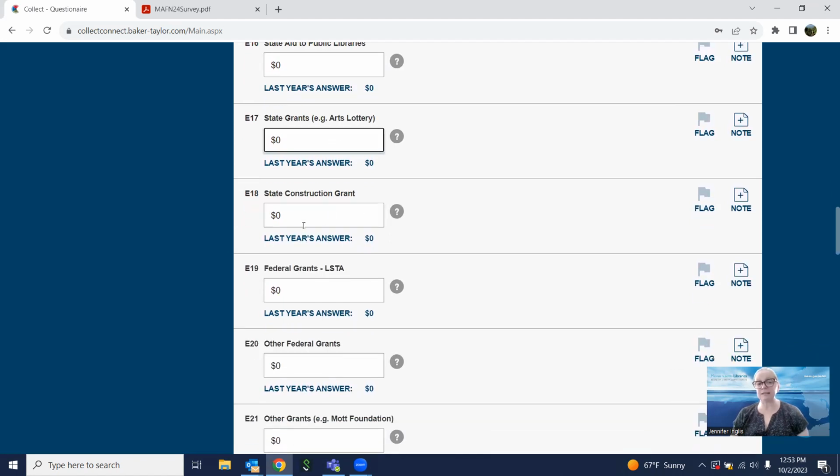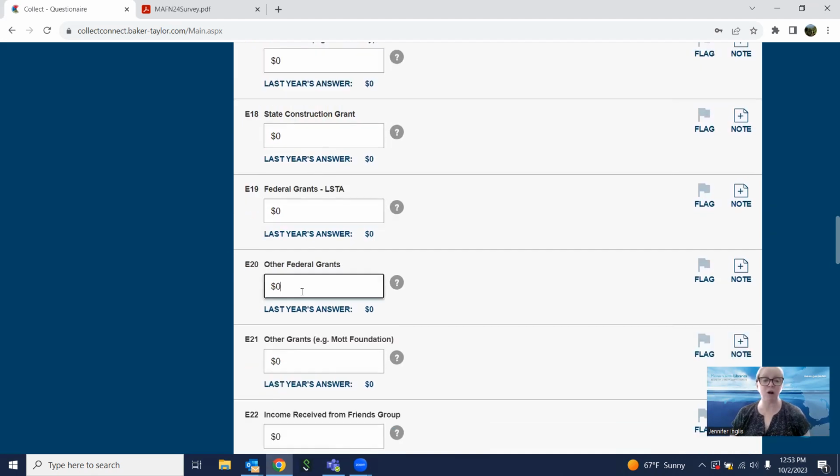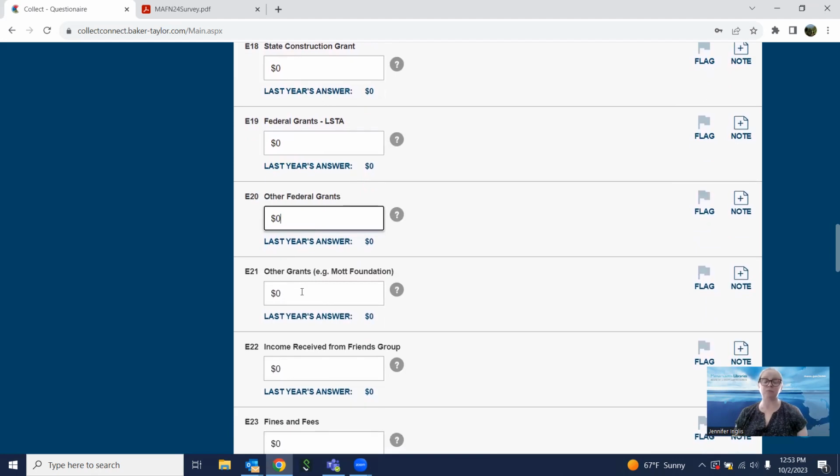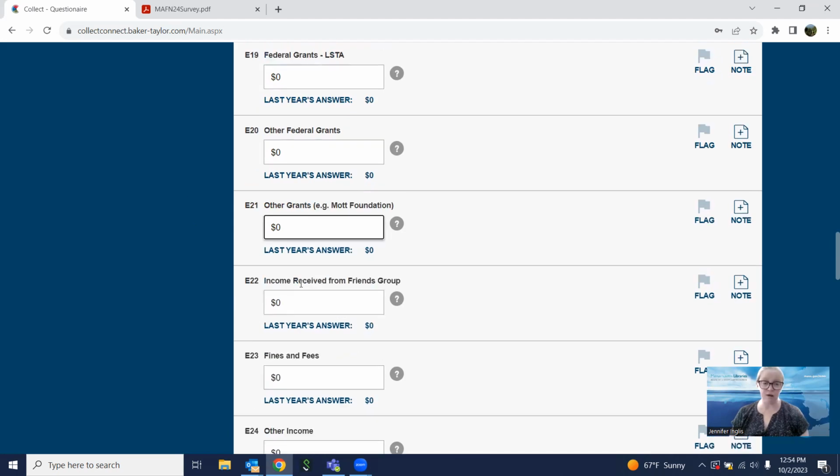Then state grants, state construction grant. So this would be, if you got a grant from us, that would be the amount you got that year, not your total award. Federal LSTA grants for capital projects, other federal grants for capital projects. A lot of the ARPA money that people were getting were for capital projects. So this would be where you would put that. Other grants, you might have a tech company in your community who wants to help you pay for a computer lab.